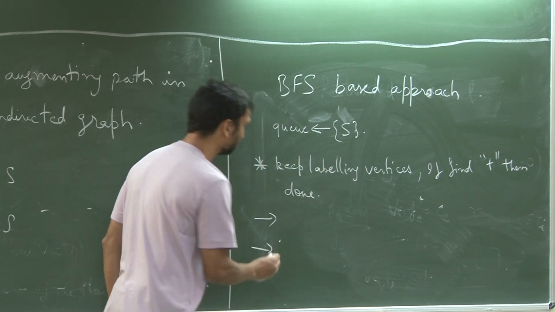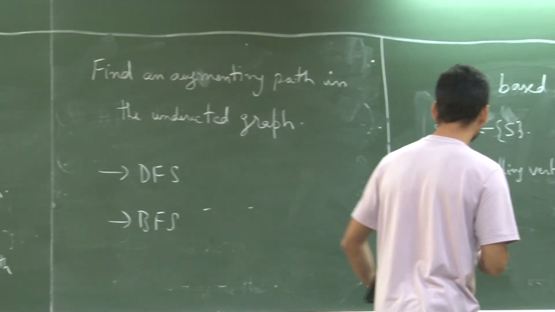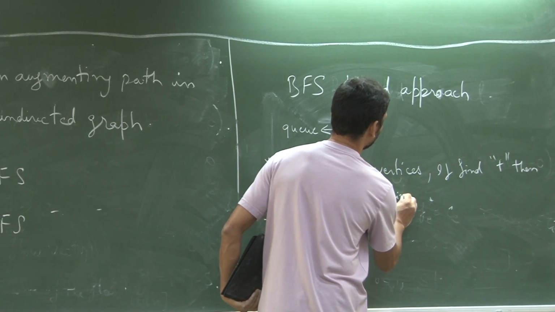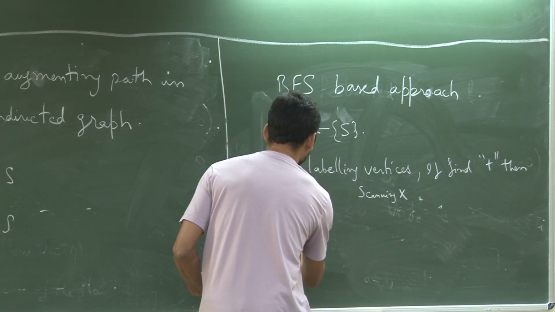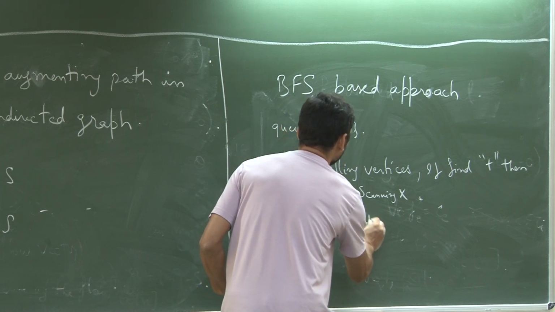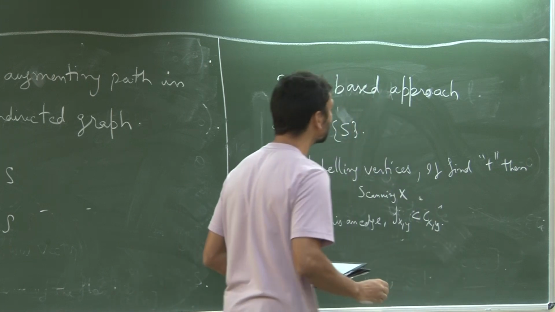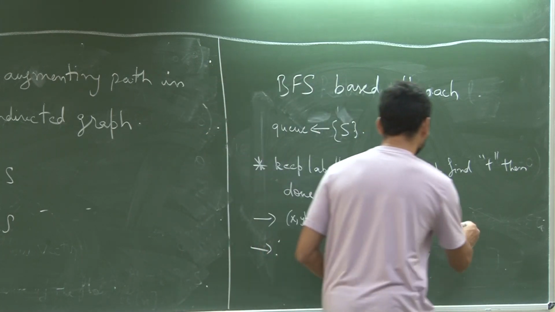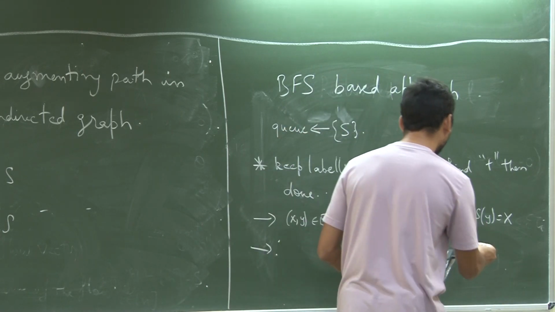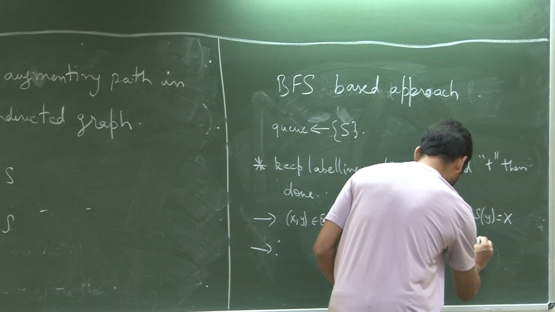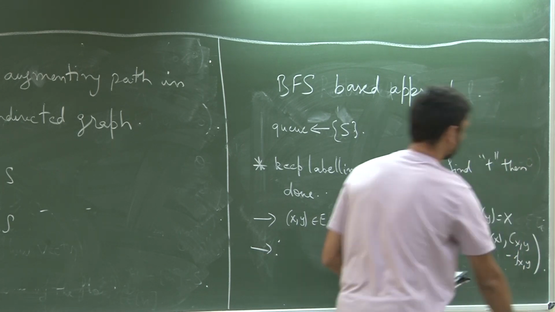How am I going to label them? So let's say I am scanning X. I am looking at neighbors of Y, and now this is an edge, and this was in our graph because fxy was less than or equal to cxy. Then I say that I am going to reach Y from X, and the flow which can go in Y is the minimum over X comma fxy.